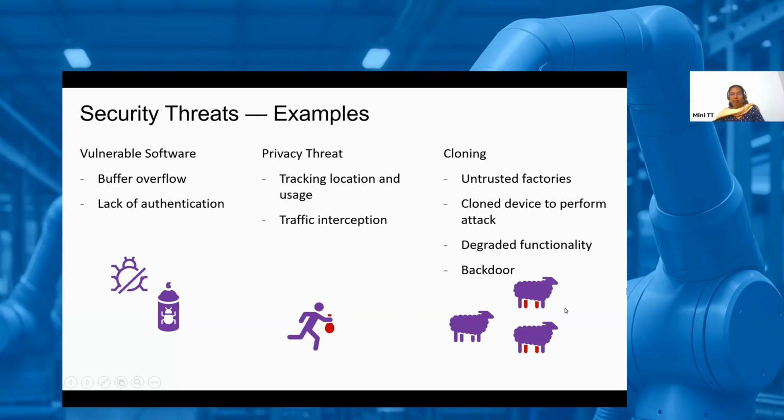Cloning is something that the solutions I am going to talk about will take care of very well. A clone may have the look and feel of the original device, but it is not coming from the original device vendor. The cloned devices may have the same look and feel, but may have degraded functionality. They may be coming from untrusted factories. They may have backdoors inside, though they may look the same. And it can be counterfeit. That's what we are talking about. It should not be counterfeit. If you say that a genuine vendor is supplying it, you should know that it is coming from a genuine vendor. So how do we do these kinds of verifications?